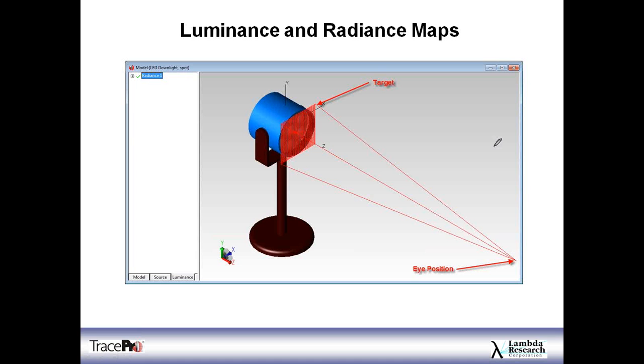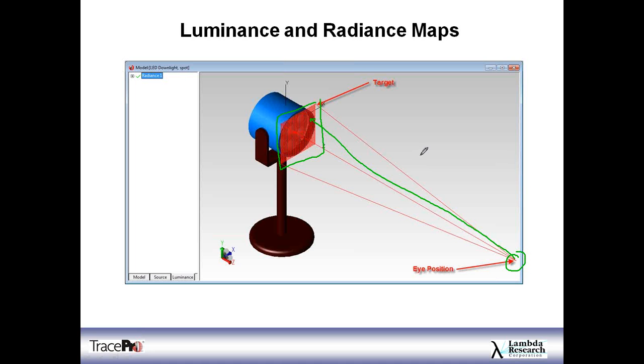Here's how you set up a luminance or a radiance map in TracePro. You're basically defining an eye position. So this would be where your eye is or where your detector or camera is. And you define a target. In this case, it's the front of my little LED spotlight here. And then this target is divided up into pixels, and you control the number of pixels. What a luminance or radiance ray trace does is trace rays from the eye position back through the target to the sources. And you control the number of rays that are traced through each one of those pixels.